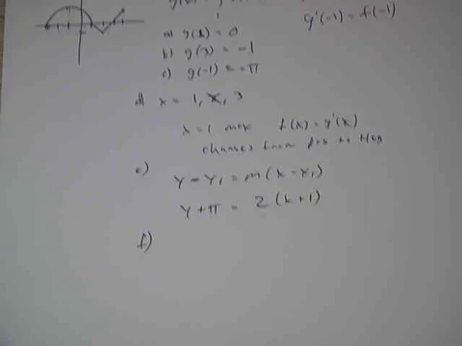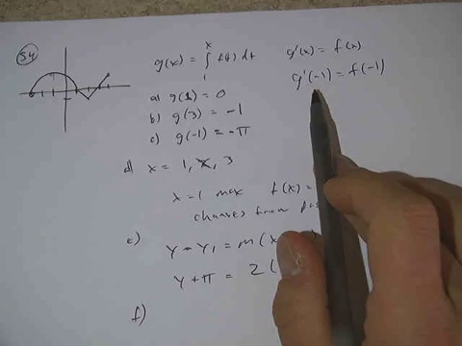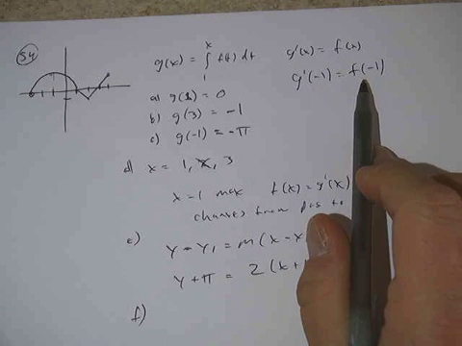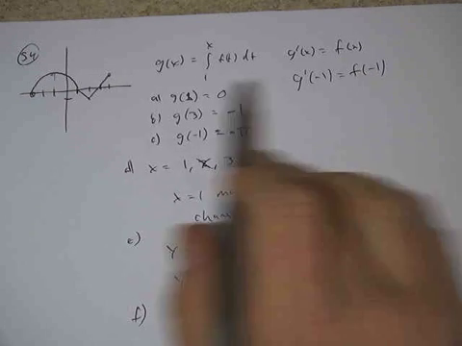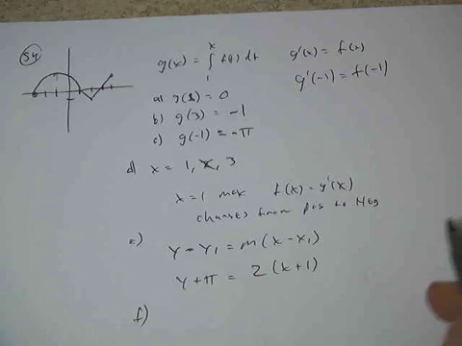Alright. Wait, how'd you find the slope? The slope of g is the same as the y values of f. So what is f of -1? It's 2.